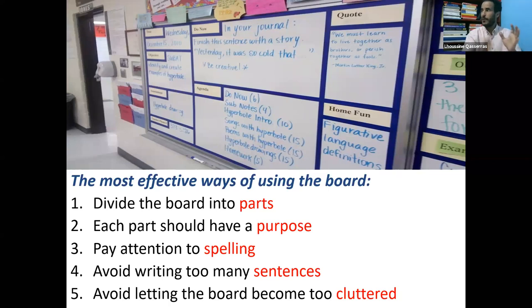So as students know, the purpose of the right part is for vocabulary. The purpose of the space on the left side is for examples and rules. The middle or in between, it's about correction, etc. You see my point? So no question, no comment so far for the board.